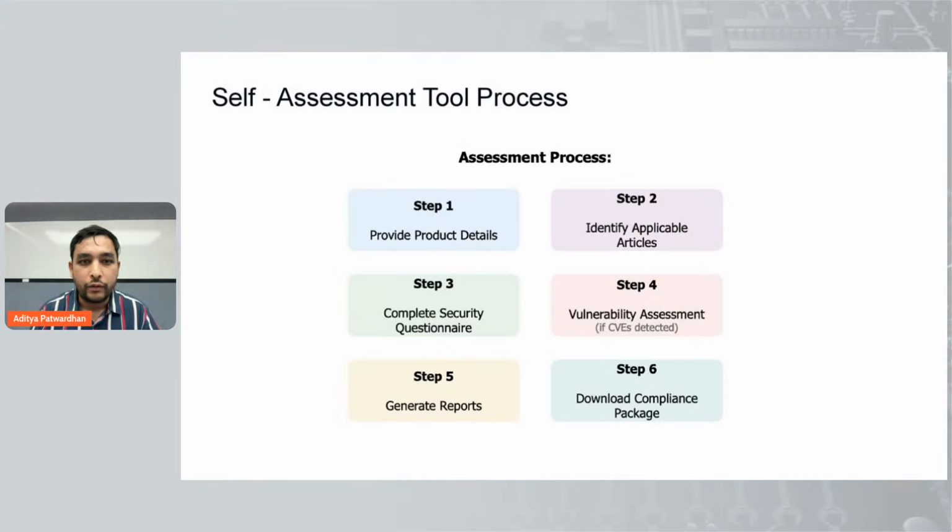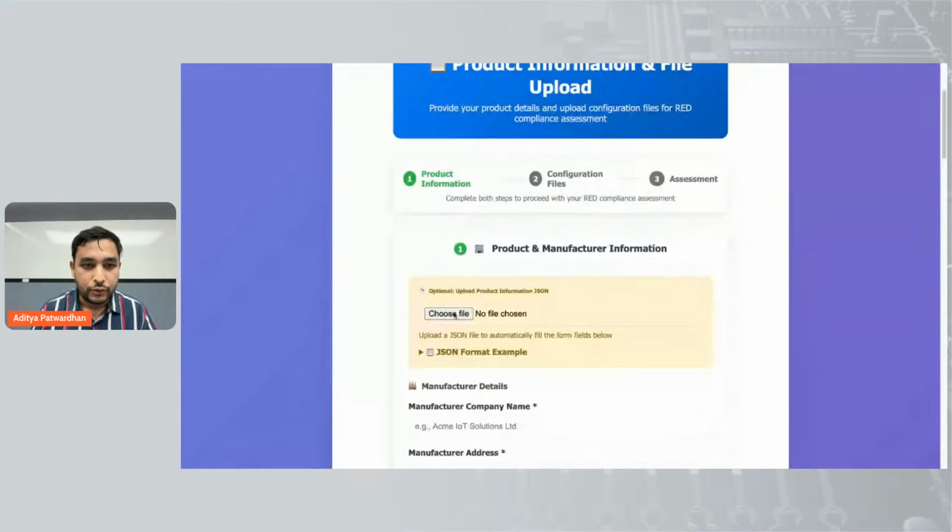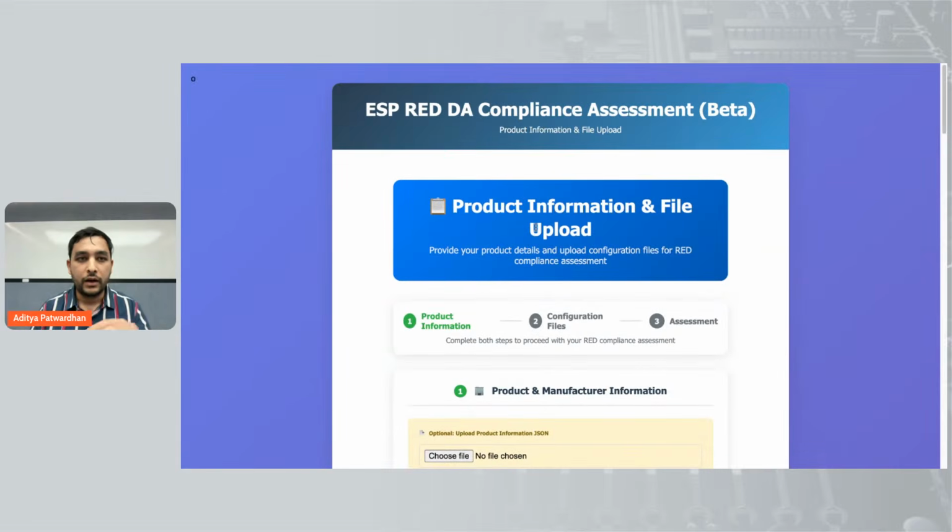So now we can go over the demo of the tool itself. Currently we are looking at the demo of the ExpressLink product. ExpressLink is one of our products, and we will be doing the self-assessment for that. Here I have the tool open in the browser. It will be very similar for you: you will open a browser link and this tool will be visible.